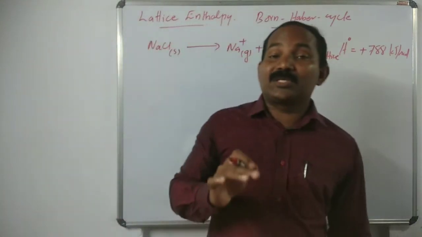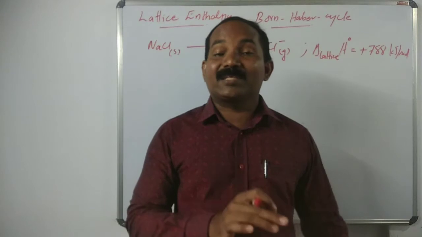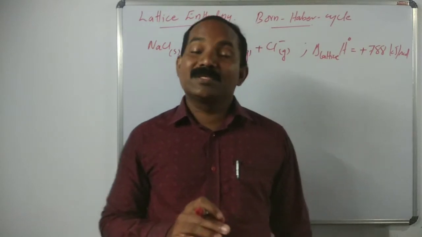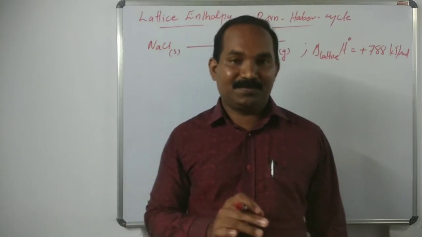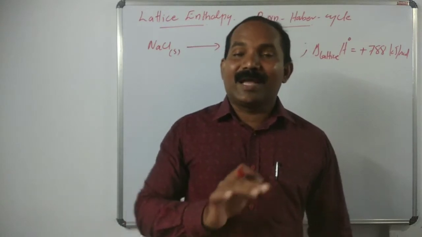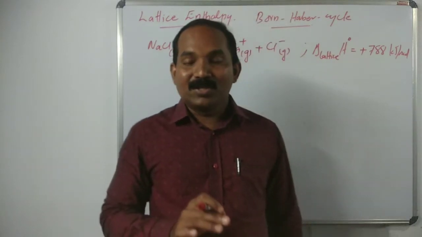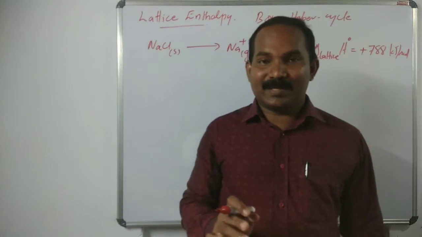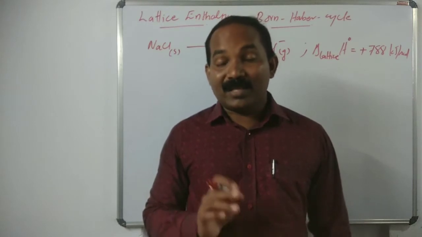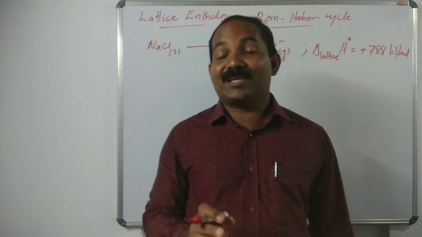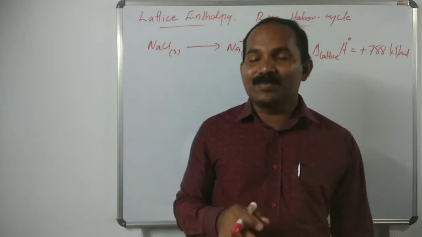Since it is difficult to determine the lattice enthalpy directly by experiments, we use another method, known as the Born-Haber cycle. It is based on Hess's law. What is Hess's law? The enthalpy change is the same whether the reaction takes place in a single step or in several steps.